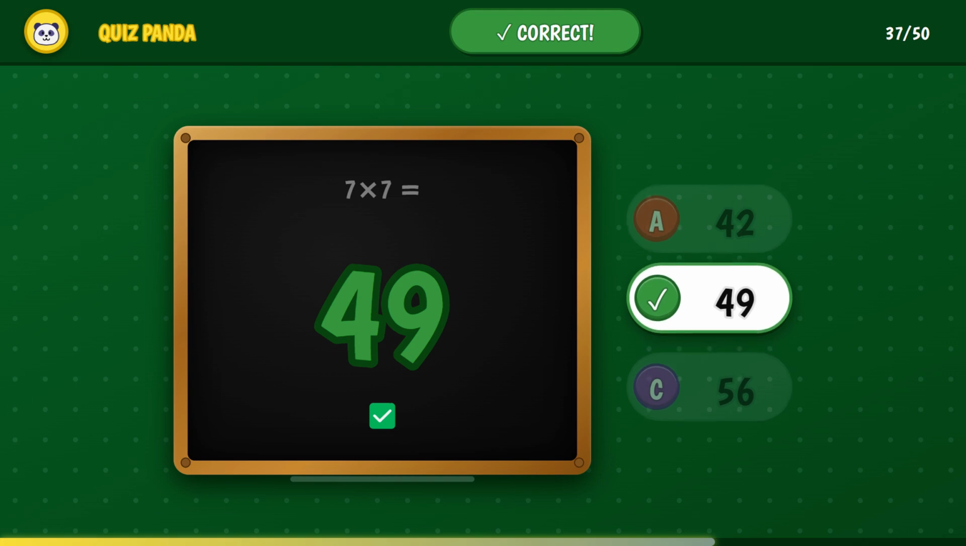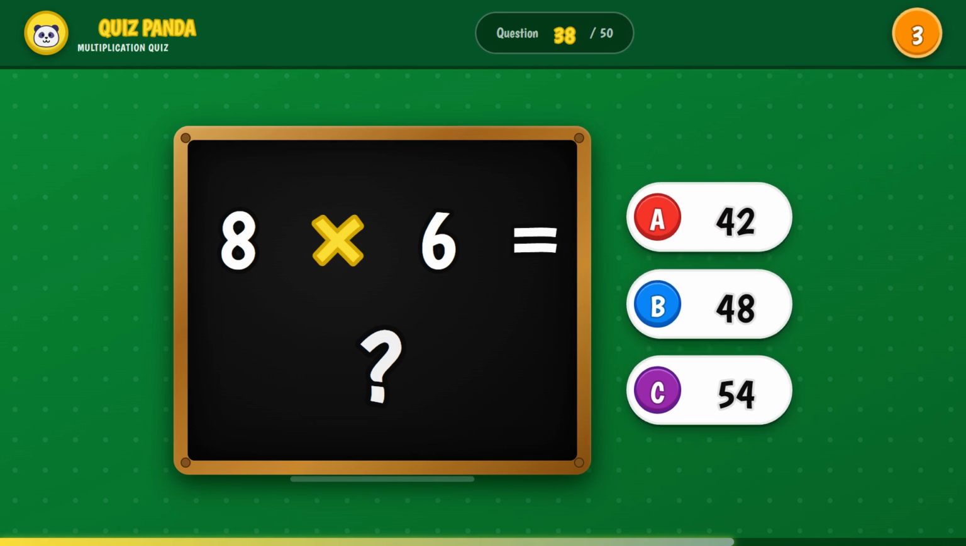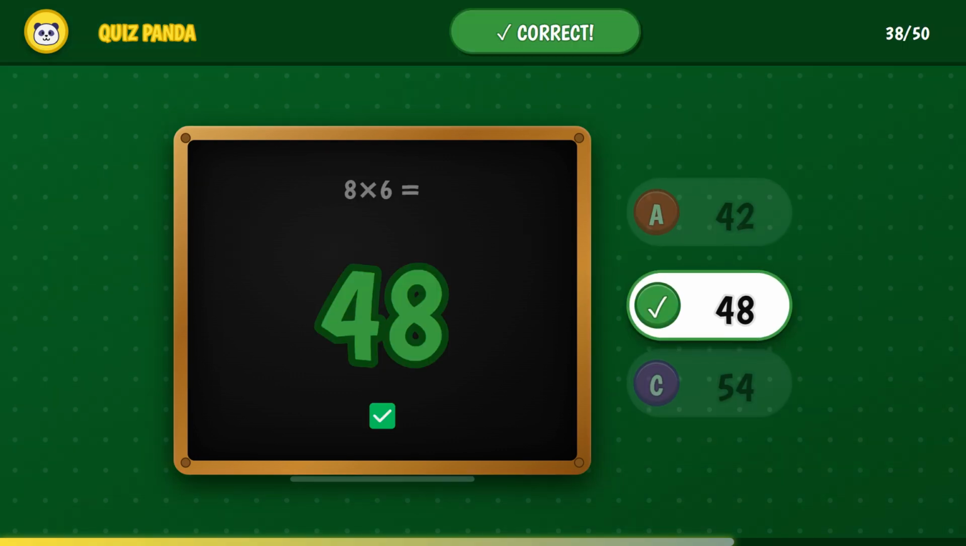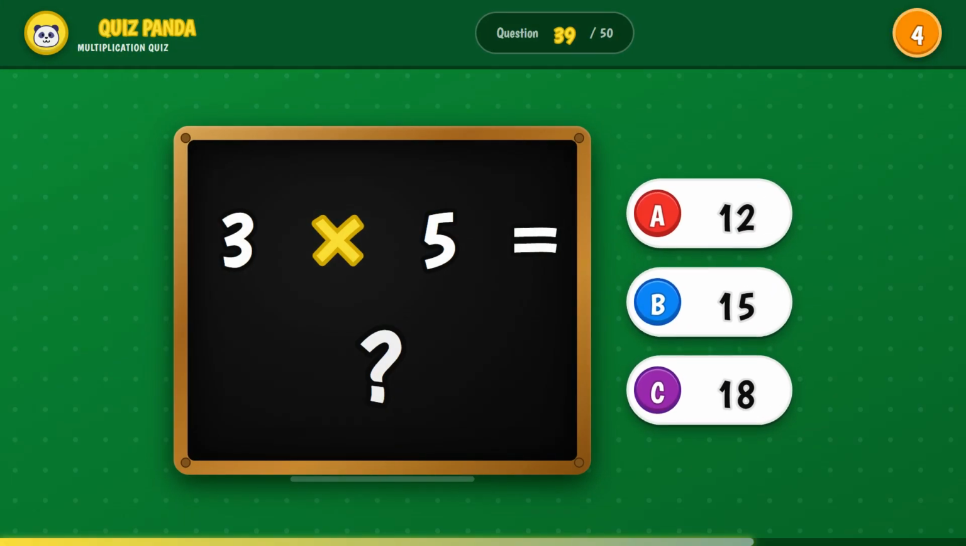The correct answer is B, 49. Question 38. What is 8 times 6? The correct answer is B, 48. Question 39. What is 3 times 5?